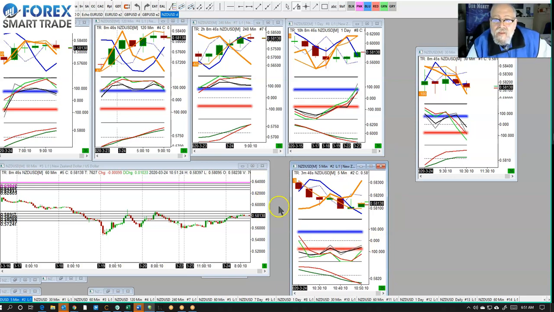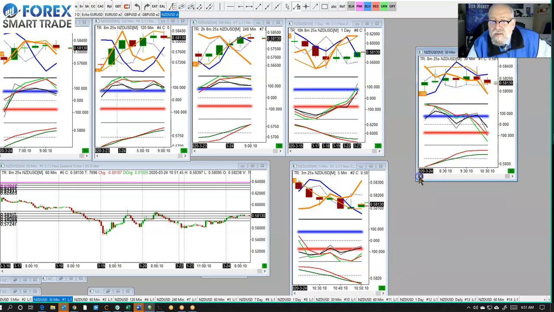All right, so the 5 minute, we're oversold. Everybody's pointing up into the channel. Pressure is down, but green just crossed over, so that suggests an up movement. And 30 minute, I'm going down. Red is on top, sideways. So we've got a down signal, down, red on top.